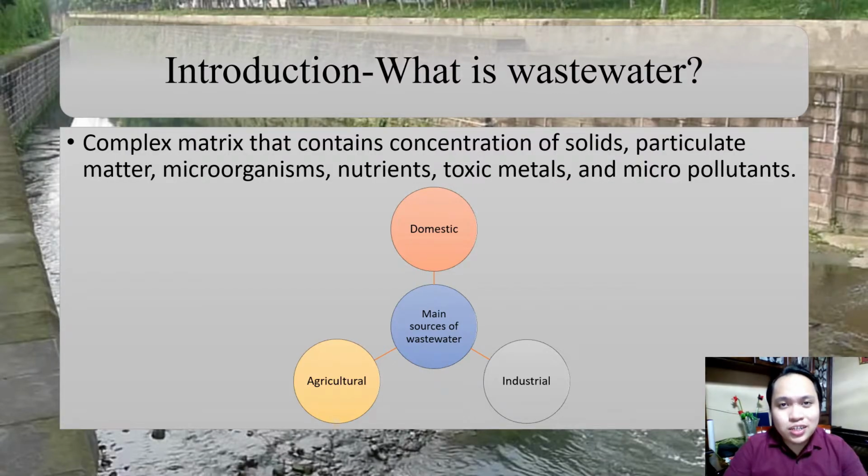Moving on to the introduction, what is wastewater? Wastewater is a complex matrix that contains concentrations of solids, particulate matter, microorganisms, nutrients, toxic metals, and micropollutants. There are three main sources of wastewater, which are the agricultural, domestic, and industrial sectors.